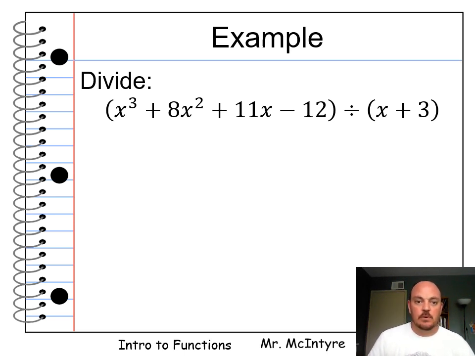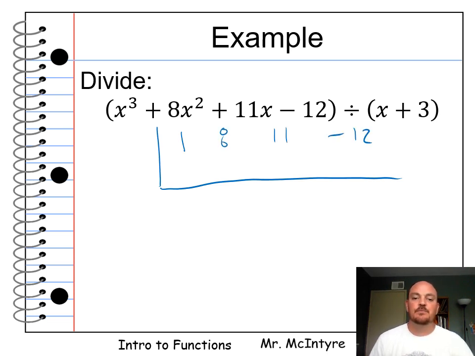So I'm going to set up the question. I'm going to draw in that L shape. And I'm going to put my numbers in. I have a 1x cubed, 8x squared, positive 11x, and minus 12. And then since I'm dividing by x plus 3, I'm going to change the sign and put a negative 3 right here. So what I do, really what happens, this first number basically just drops down.